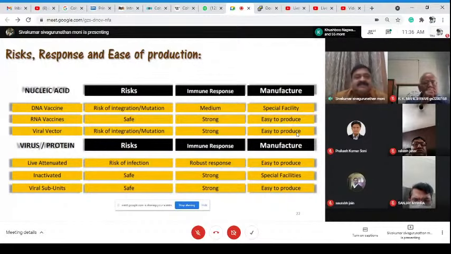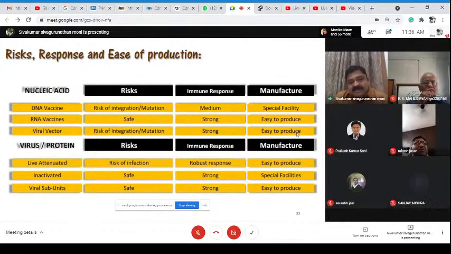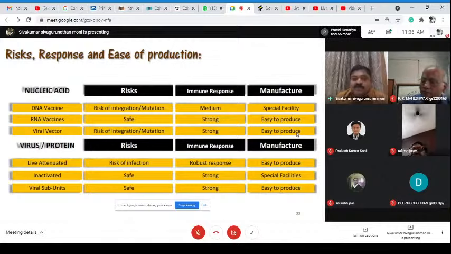So what is the comparison between all these vaccines? When you take the nucleic acid vaccines, DNA vaccine, RNA vaccine, viral vector vaccine, what is the risk factor here? The risk of mutation is a possibility. So storage is much more important, especially for viral vector vaccines as well as RNA vaccines. The cold chain process is much more difficult. However, the safety profile shows the RNA vaccine has better safety, induces a strong immune response and is easy to produce. The only problem here is the cold chain process.